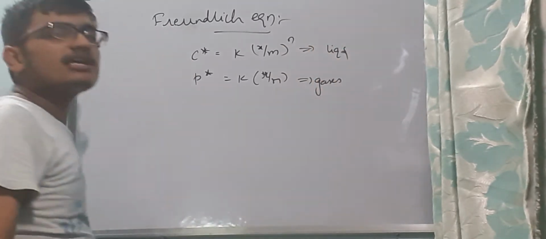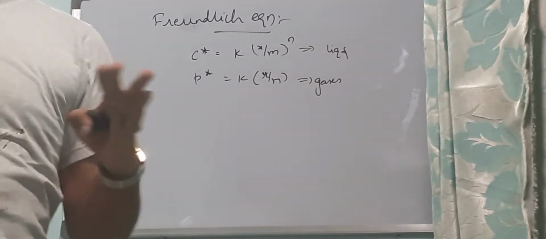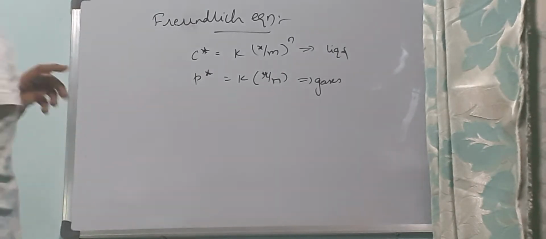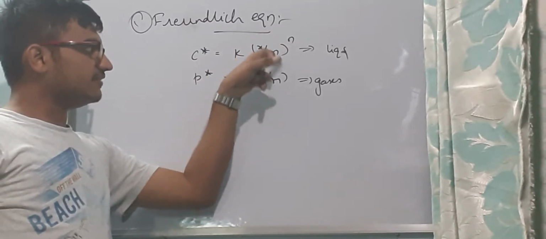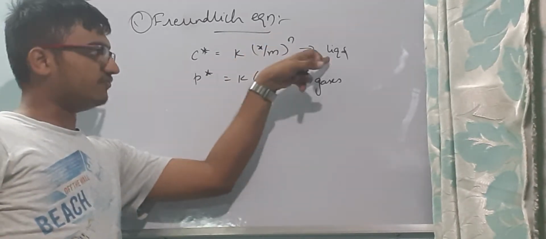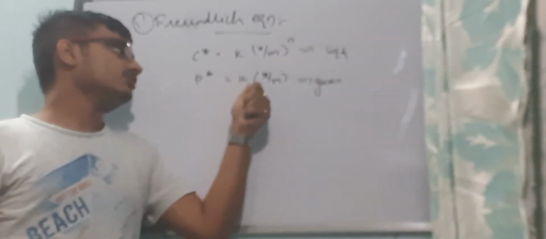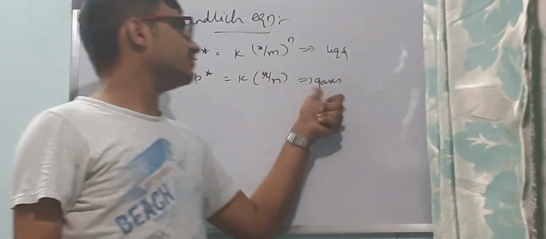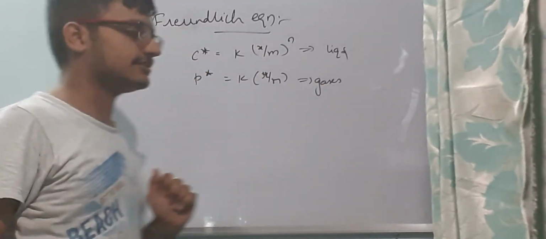That is, adsorption isotherms are nothing but the curves or plots that give a relationship between concentration of the adsorbent and the concentration or pressure of the adsorbate. So now using those conditions and those graphs, we have developed an equation called Freundlich's equation, which is given as C star is equal to K into (x by m) to the power of n for liquids. P star is equal to K into (x by m) to the power 1 for gases.